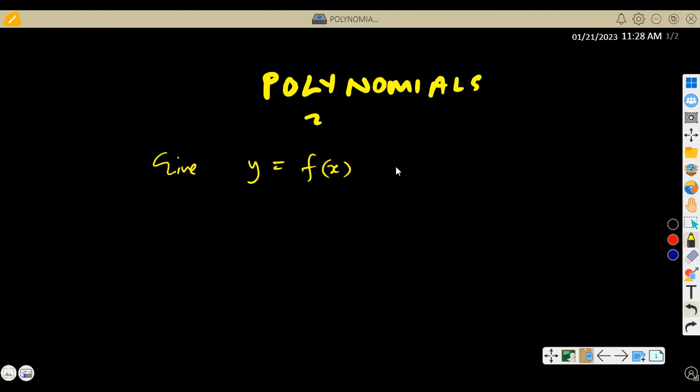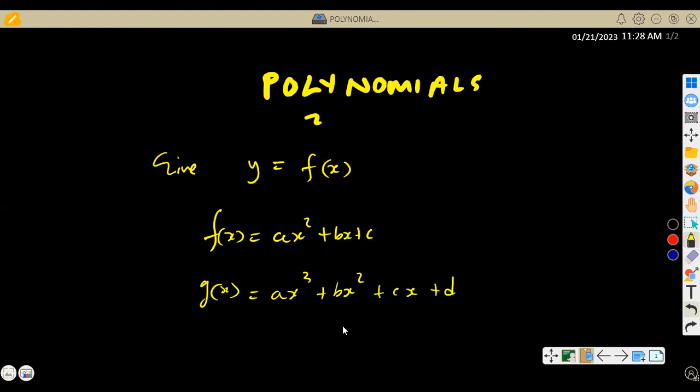When I'm referring to a function of x, I'm referring to something like f of x is equivalent to ax squared plus bx plus c, or we can have another function, maybe g of x, which is equivalent to ax cubed plus bx squared plus cx plus d, something like that. These are the functions you are referring to. For any function that you might be given, there is a factor; it can be a factor or it cannot be a factor at all.